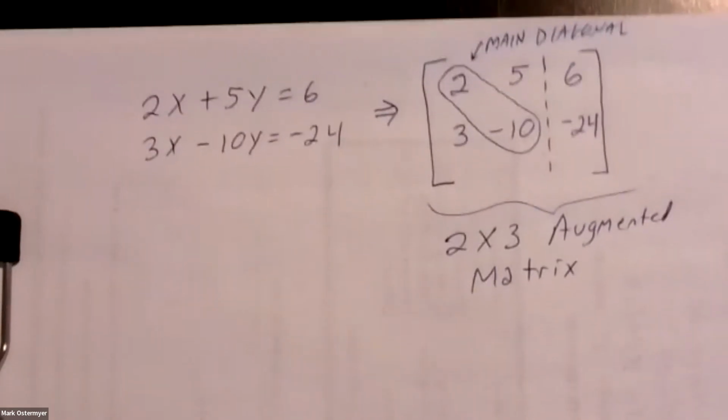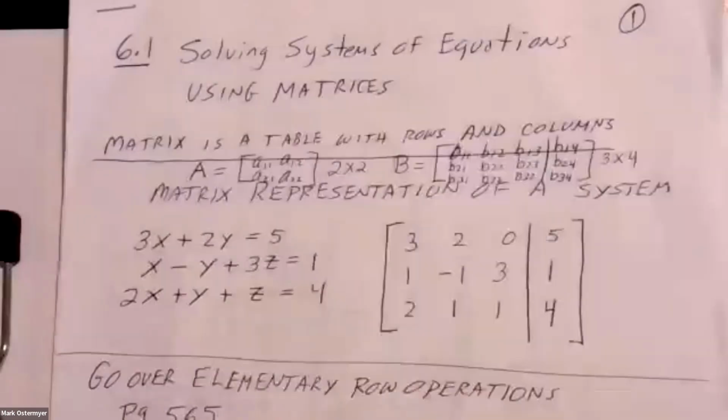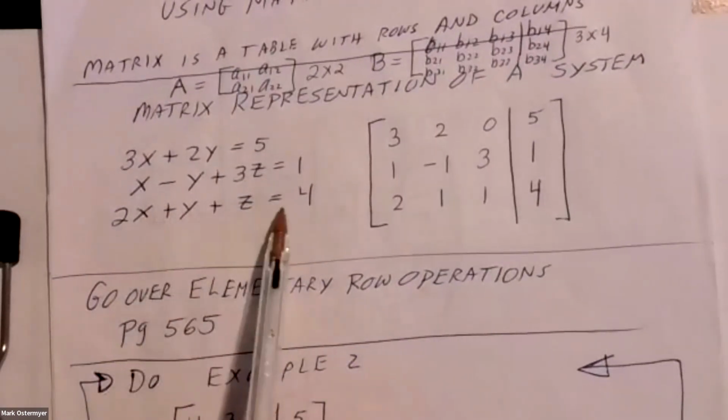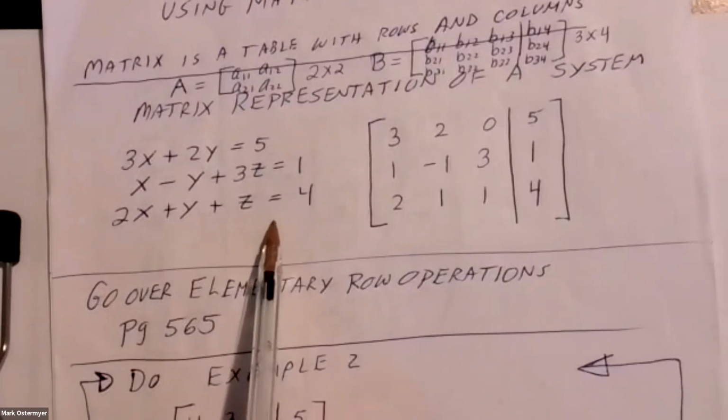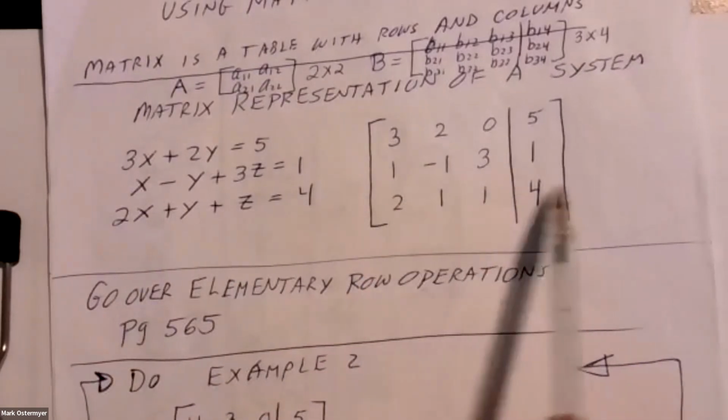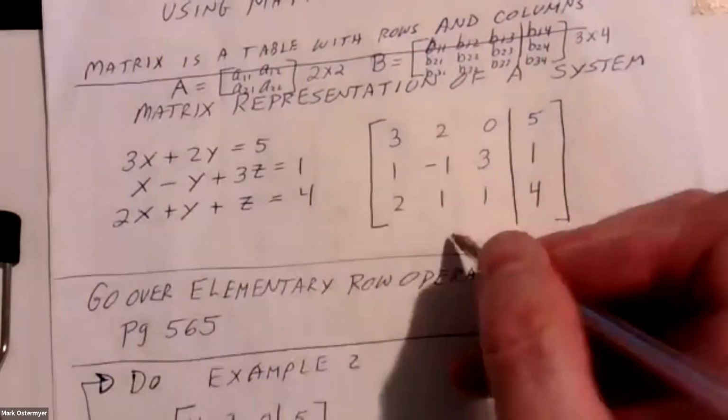And what if we had a system of 3 equations and 3 unknowns? Could we represent it using a matrix? The answer is absolutely yes. Here's an example, a system of 3 linear equations and 3 unknowns. And this is how it would be portrayed as a 3 by 4 augmented matrix.